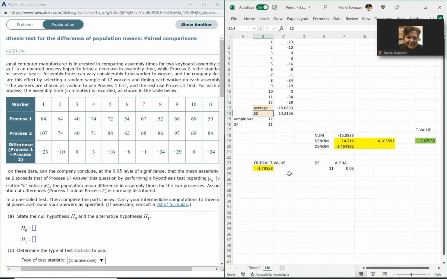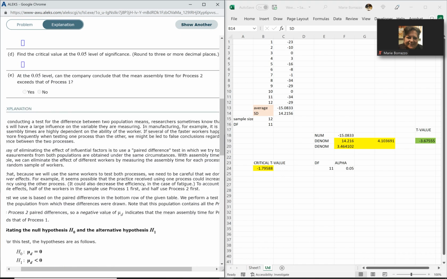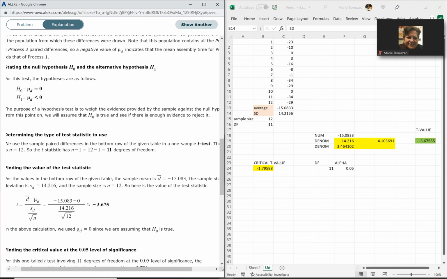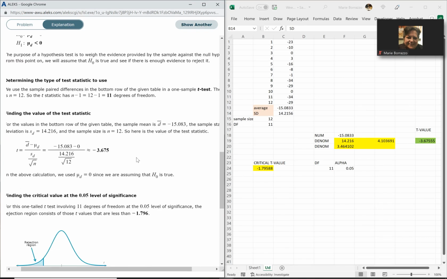So if I were to show you the results here, once they average this, notice that they say process 1 minus process 2. So they're subtracting down, hence the negative 23. So 84 minus 107 is negative 23. And so the mu sub d, in this case, would be equal to 0, or less than 0 for the alternative hypothesis. Your degrees of freedom, obviously 11. You're using a t-test.